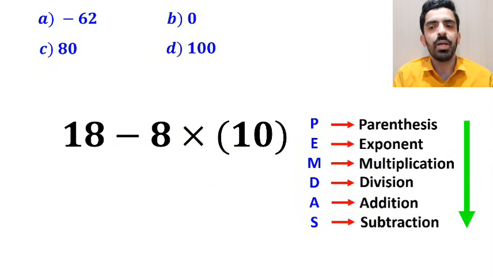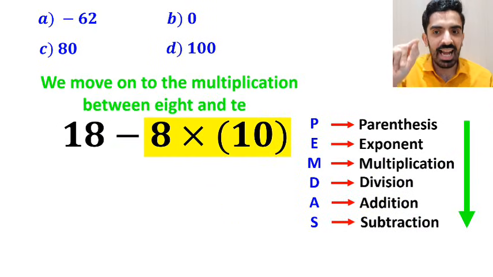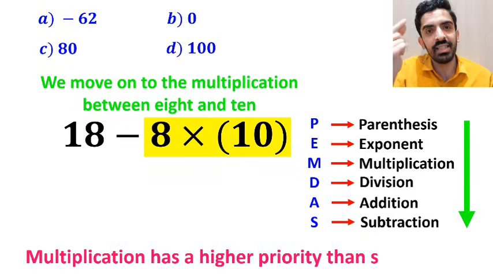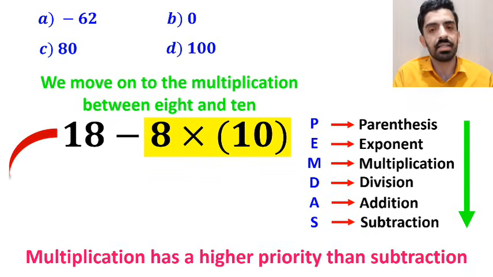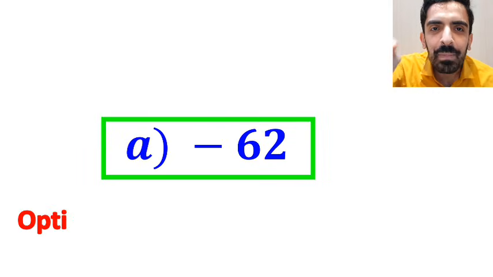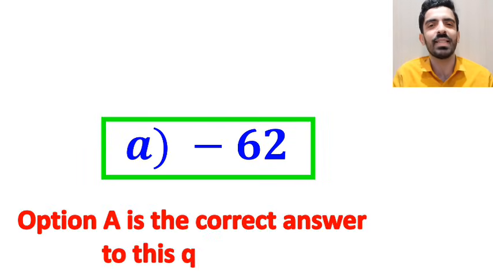And the final step, we move on to the multiplication between 8 and 10, because multiplication has a higher priority than subtraction. So, we rewrite this expression as 18 minus 80, which finally gives us the answer negative 62. That's great. Option A is the correct answer to this question.